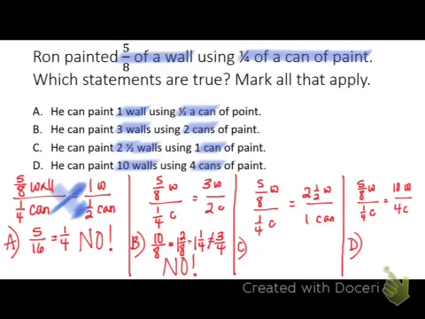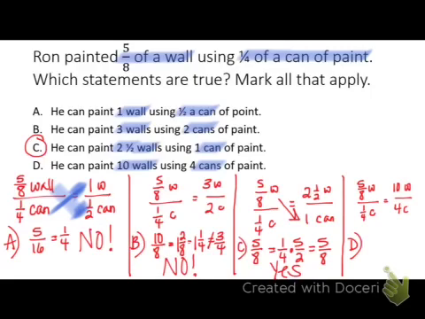When checking C, we're looking at 5/8 of a wall with 1/4 of a can, if that is equivalent to 2.5 walls with 1 can. So 5/8 times 1 is 5/8. And 1/4 times 2.5, we're looking at 1/4 times 5/2, and that gives us 5/8. And 5/8 is equal to 5/8, so yes, this is proportional. So C is our answer, but because this is a mark all that apply, we cannot stop here.